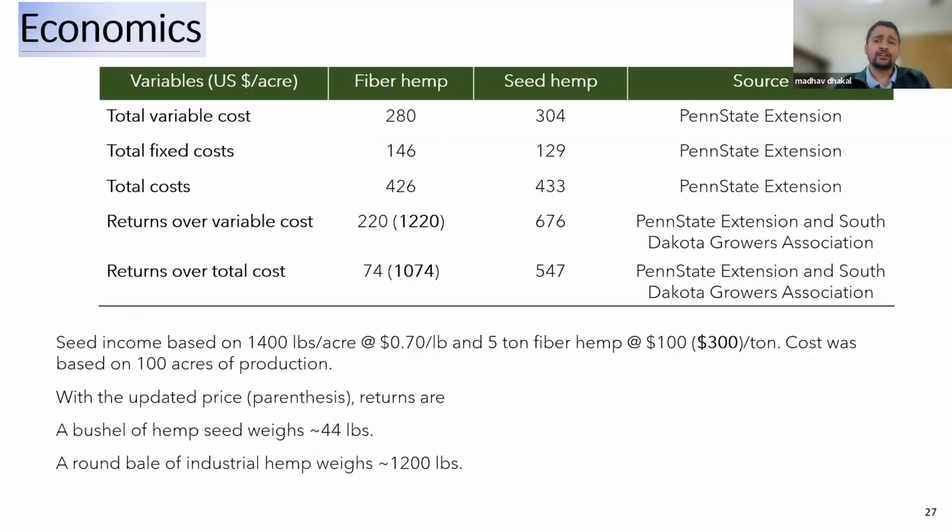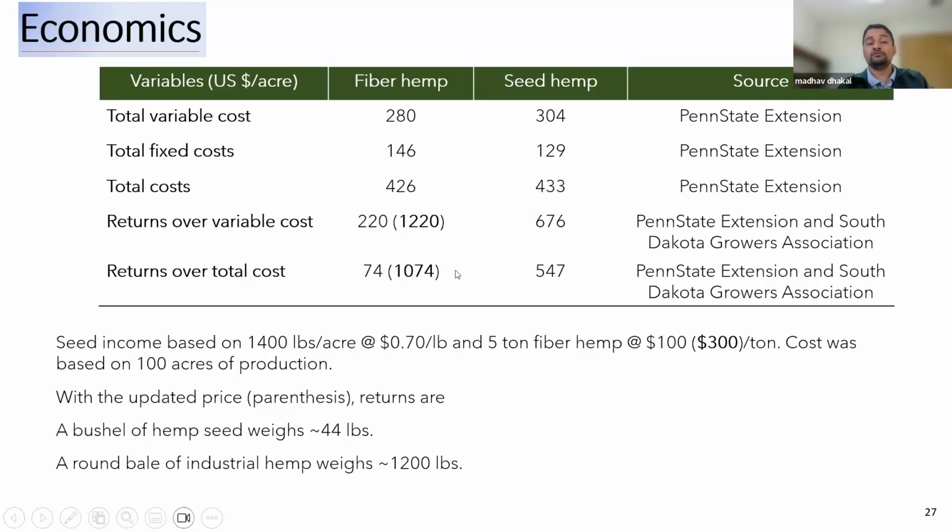So economics, I looked at the Penn State Extension, and then also consulted the South Dakota Growers Association. Ken was here. We talked about how much economic return the growers can get from the Penn State Extension publication. It is not really high, especially for fiber hemp. The return over variable cost is okay, but the return over total cost is just $74 per acre. For seed hemp, it is really good.